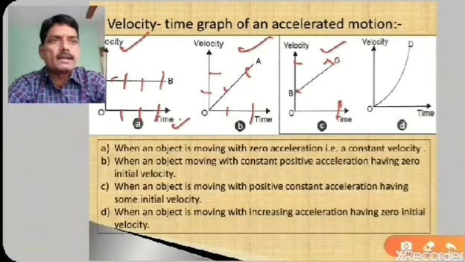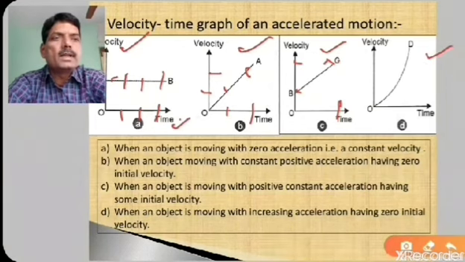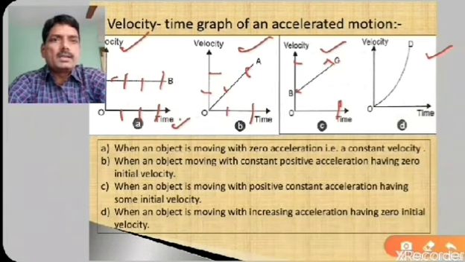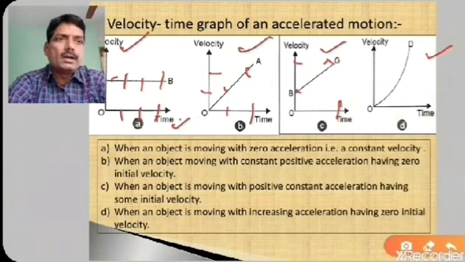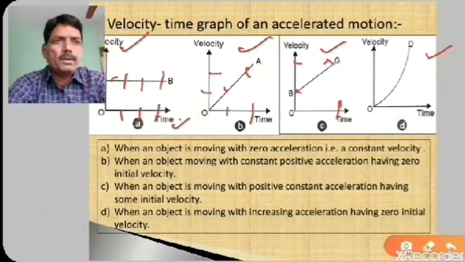Now in figure D, the fourth graph, again this graph indicates the object is moving with increasing acceleration having zero initial velocity. That means initially the object has zero velocity, that means the object is at rest, and then it increases its velocity with respect to time. Therefore we can say that you will get the nature of the graph like this.